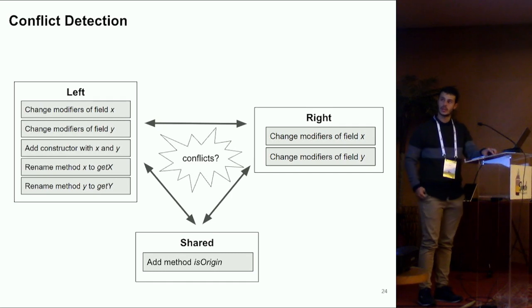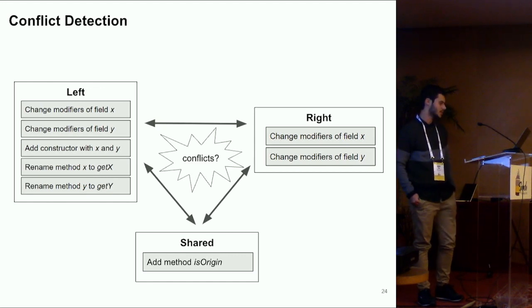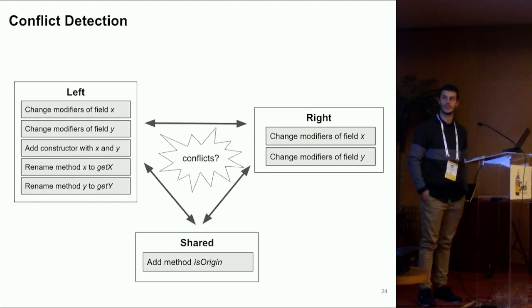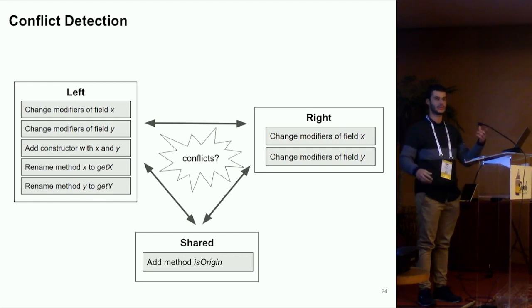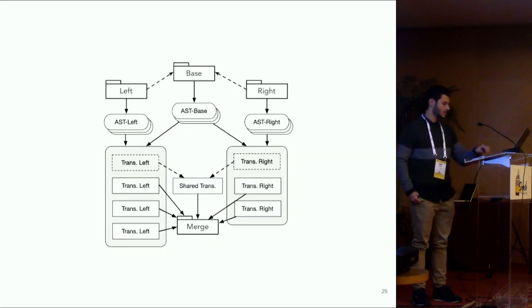As André presented, we have no conflicts in our approach. That's why we have an ideal merge. But for example, if left would add a public modifier and right a private one, there is a conflict that needs manual intervention to be solved.